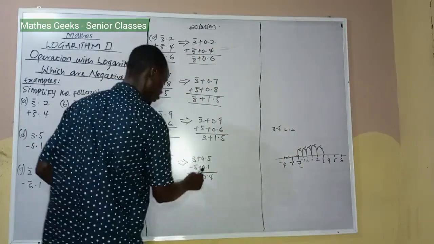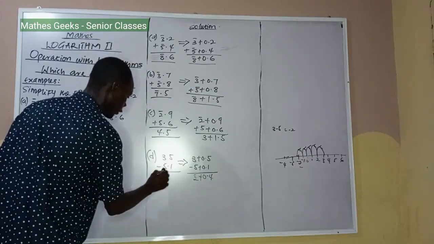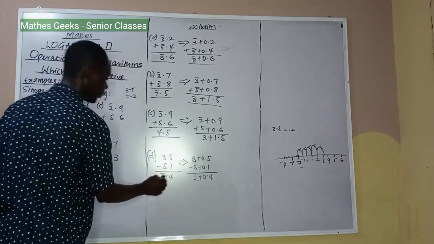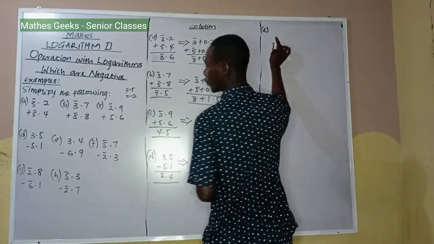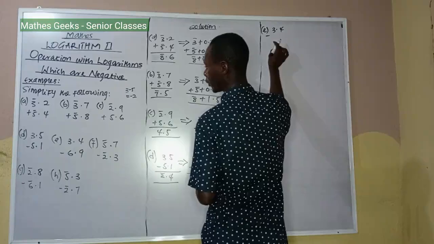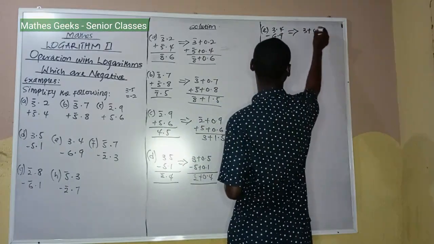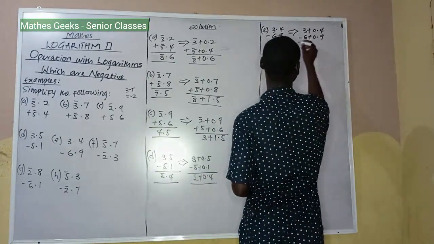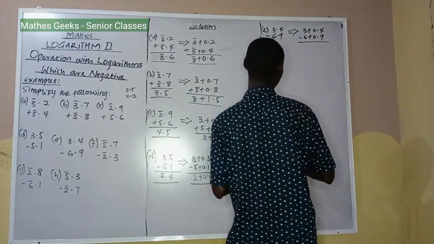And minus 2 is written as bar 2. So here we are going to say our answer is bar 2.4. That's our final answer, bar 2.4. E, we have 3.4 minus 6.9. So this will give us 3 plus 0.4 minus 6 plus 0.9. Okay, so 9 from 4, that wouldn't be possible.